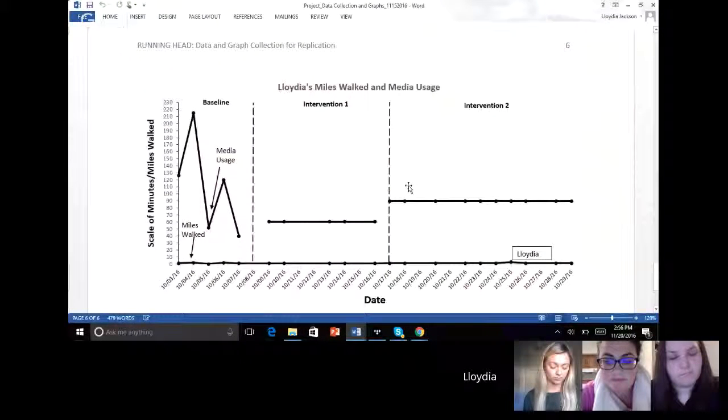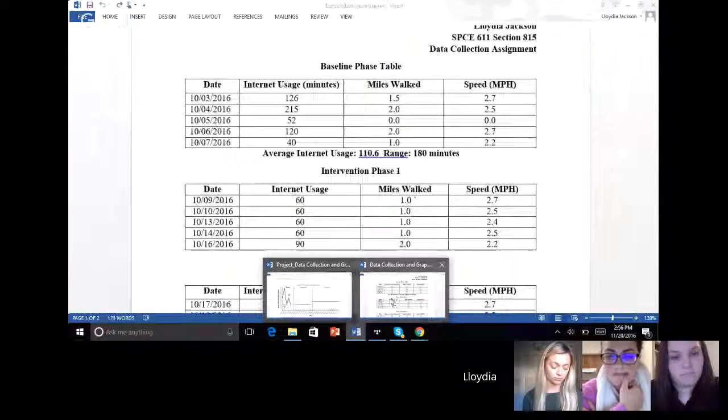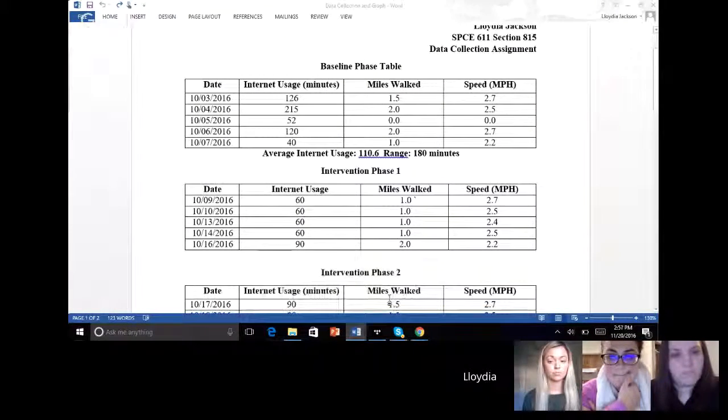Okay, so on this graph, I combined both miles walked and media usage. Here are the days, from October 3rd all the way to October 29th. As far as baseline is concerned, I did attempt to walk every day of baseline. And as far as the actual amount of miles that I walked, that varied. Well, I didn't walk every day. I tried to, so I did 4 out of 5 days. It varied between 1 to 2 miles.